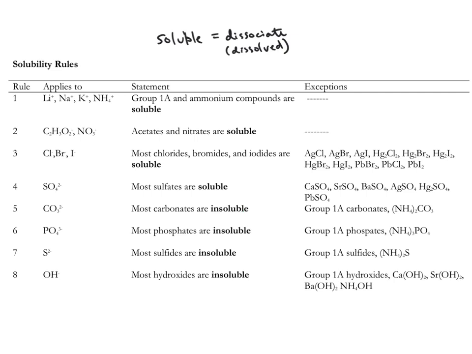Okay, so if it's insoluble and it's part of your products, that means it is your solid. That's how we determine which one is the solid. So if you have a product with a carbonate in it, that's probably going to be your precipitate. The only exceptions to this are group 1A carbonates.